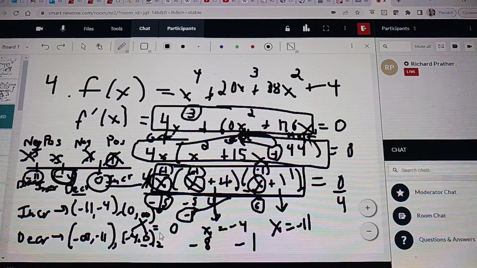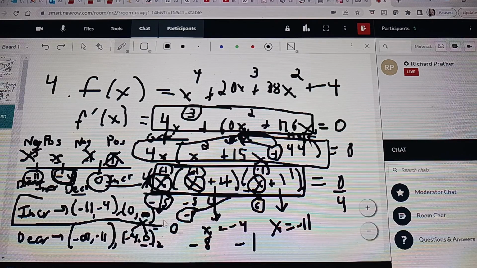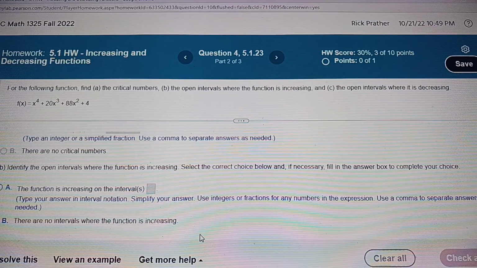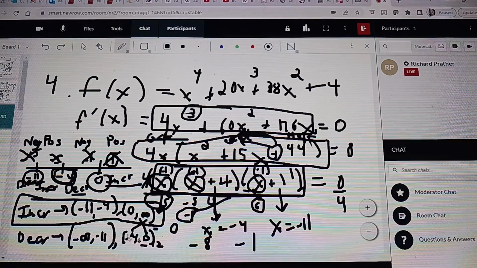We have 2 sections of increasing, 2 sections of decreasing, and I did them in order left to right, but then in the homework, they're going to want you to answer the increasing in part B only. And you might have to enter that and check it before they'll even let you answer part C sometimes, which I see how they won't let me do part C. So I can't do the decreasing first, even though it happened first. So that's why I like to do it on scratch paper first, and then you can always fill these answers in. -11 to -4 and 0 to infinity.